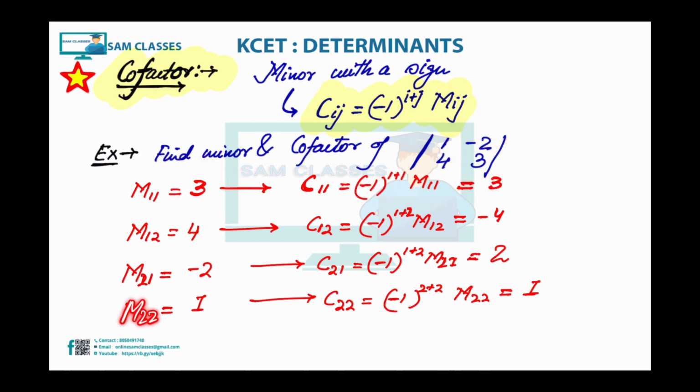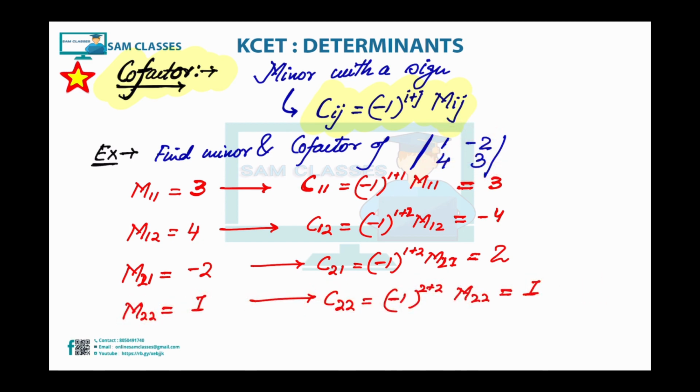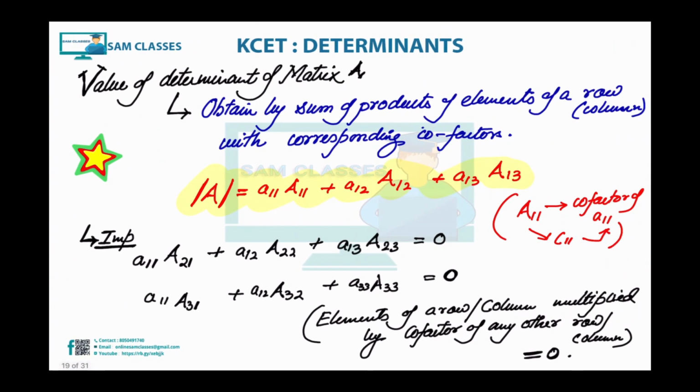Let's say the last one, M22. If I leave that row and that column, that is equal to 1. M22 means what? Leave that row, leave that column, I'll get 1. Clear? If I find the cofactor 22, that is equal to minus 1 power 2 plus 2, again an even number, times M22, so that is equal to 1. Clear? So cofactor is nothing, student, but minor with a sign.